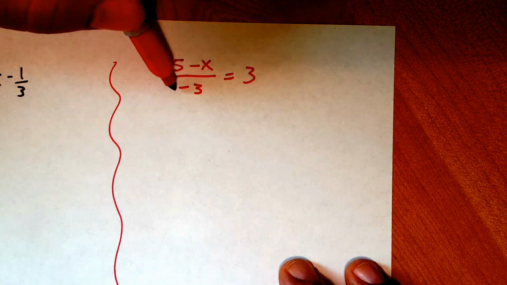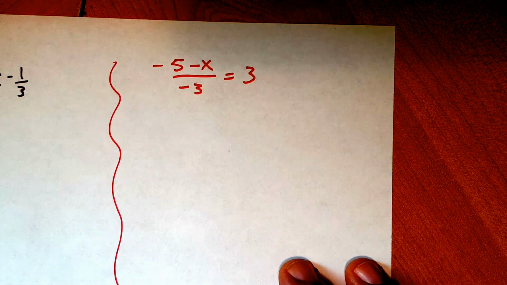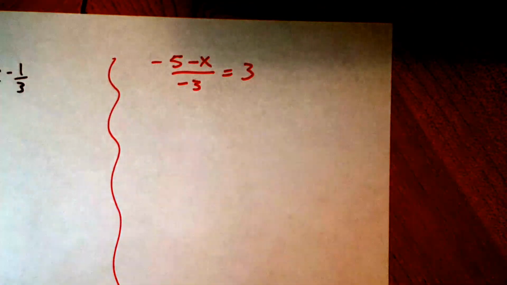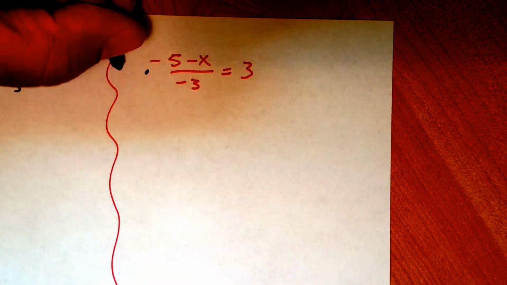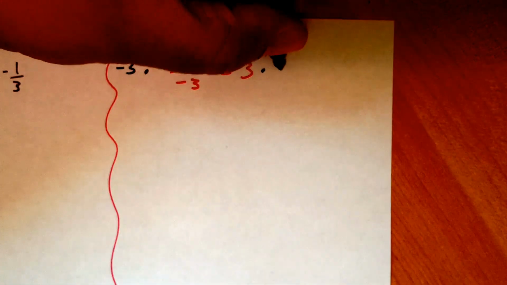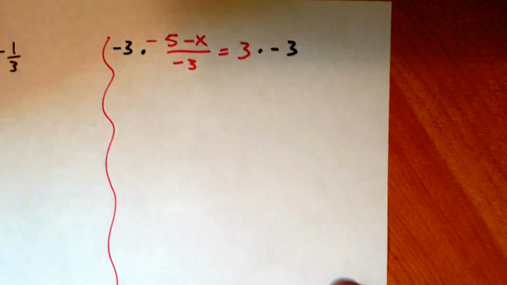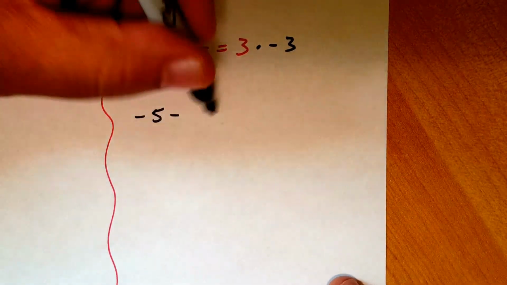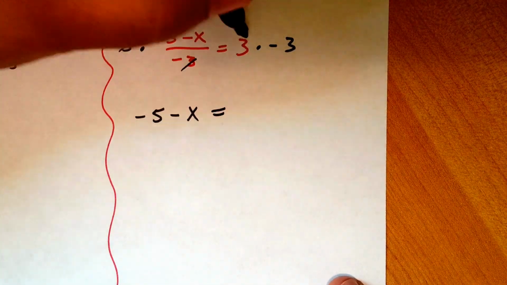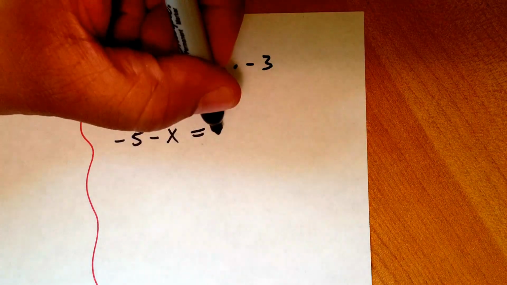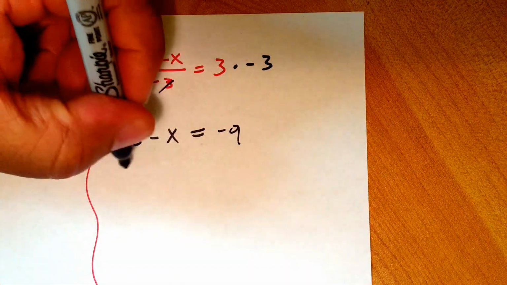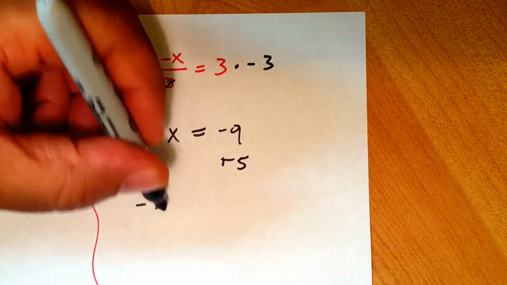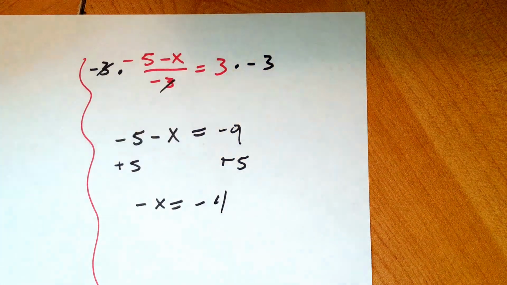So I have a -3 here. I don't want that, so I want to multiply both sides by that -3. Which lets me cancel out my -3's. I'm left with -5 minus x. And 3 times -3 is just -9. Add 5 to both sides. So -x will equal -4.